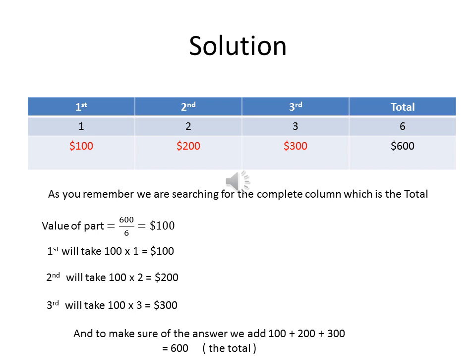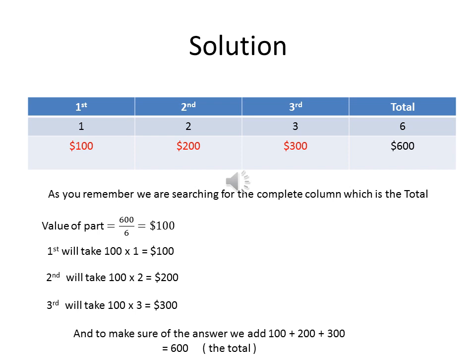After we get that, we multiply by the ratio of each one of the children. So the first one will have 100 times 1. It's the value of part times his ratio. And the second child will have 100, the value of part, multiplied by his ratio, which is 2. So 100 times 2 equals $200. And the third child will have $100, the value of part, times his ratio, which is 3. So 100 times 3 equals 300.